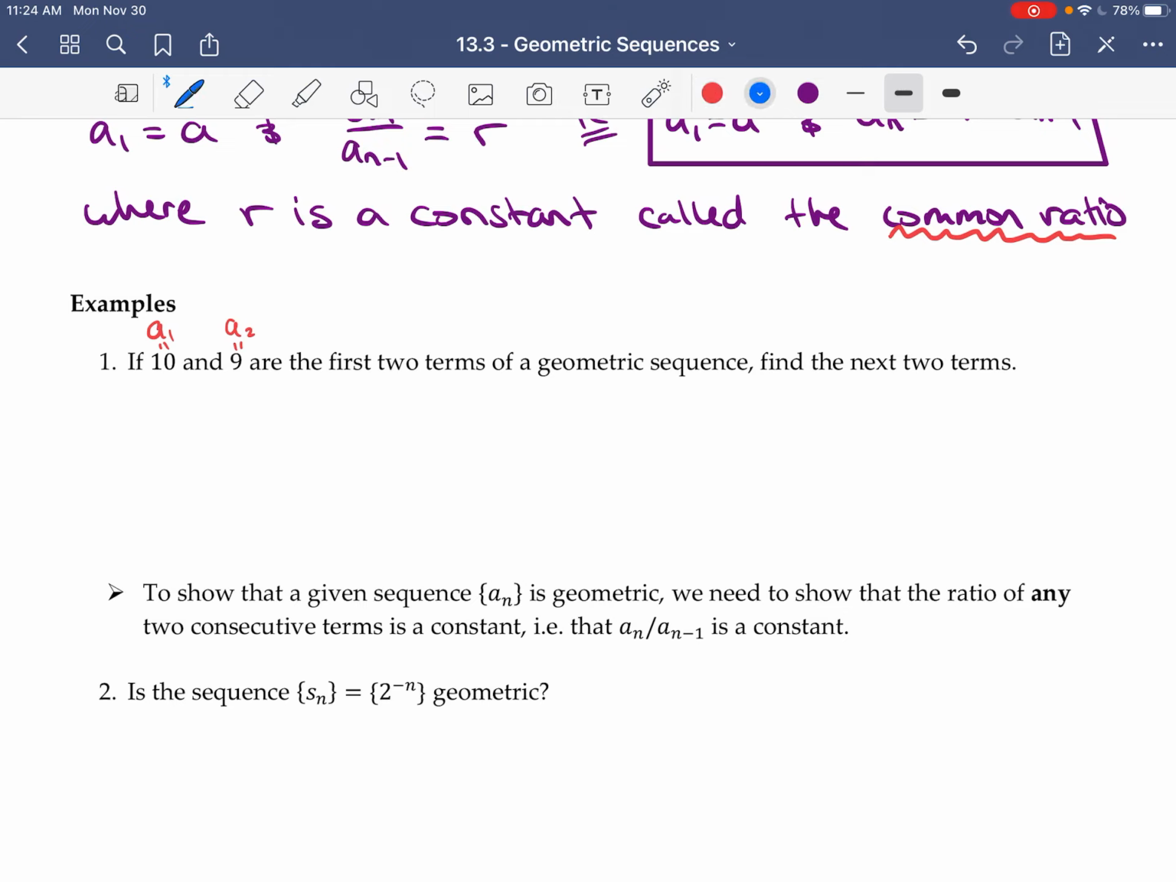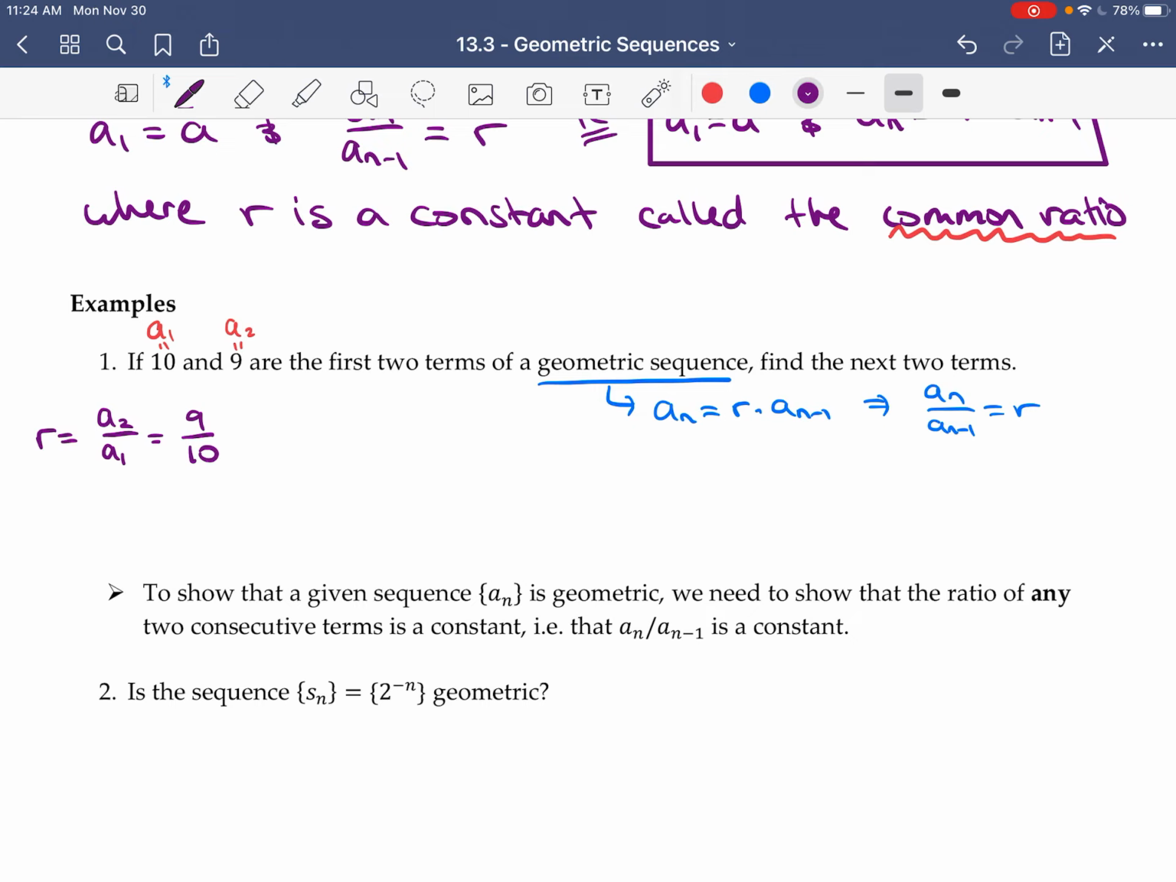are two terms of a geometric sequence. So we know that An is R times An minus 1, or An over An minus 1 is R. Then we can find the next two terms. R we can find by taking A2 over A1. So that's 9 over 10. So R is 9 over 10.